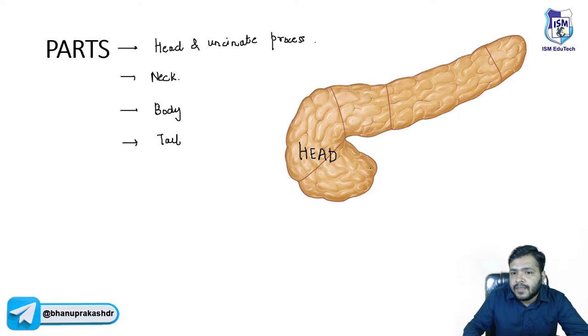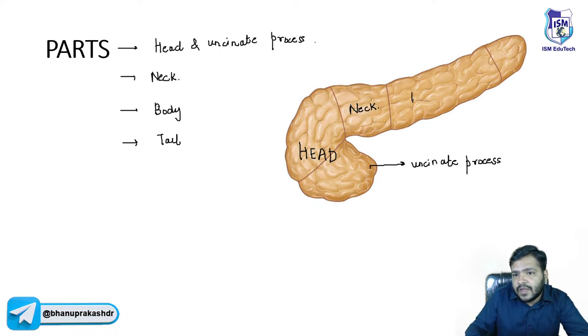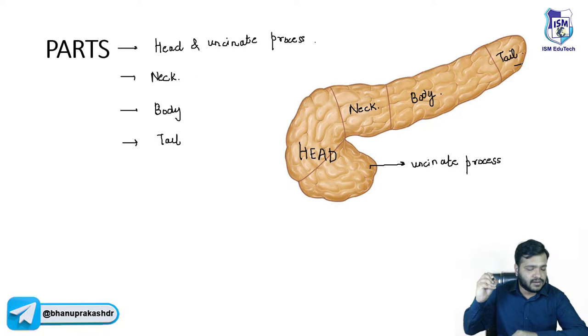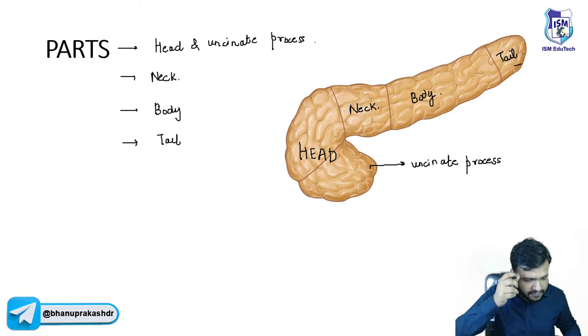Now this is a process. Towards the lower part of the head, on the left side, we have the uncinate process. Then we have the neck of the pancreas, then the body of the pancreas, and finally the tail of the pancreas. So we have the head.